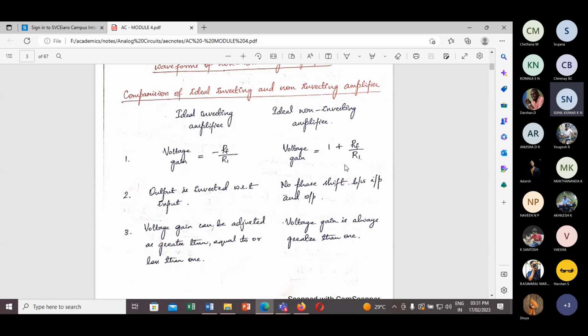And the voltage gain of a non-inverting amplifier is 1 plus RF by R1, and the output is inverted because it is an inverting amplifier, 180 degrees out of phase. Also, the voltage gain can be adjusted to be greater than, equal to, or less than 1.